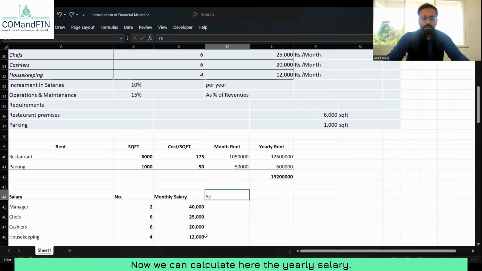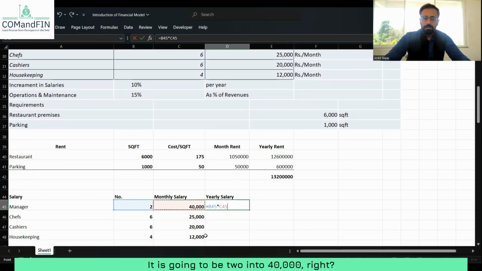Now we can calculate here the yearly salary. So how much is going to be the yearly salary in this case? It is going to be 2 into 40,000, right? And we can multiply this with 12. So this is going to be the yearly salary which is going to be paid to the manager.